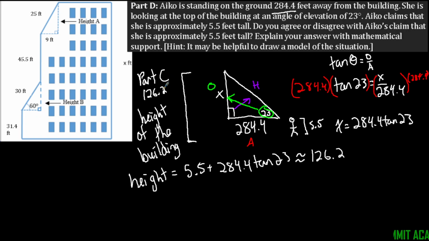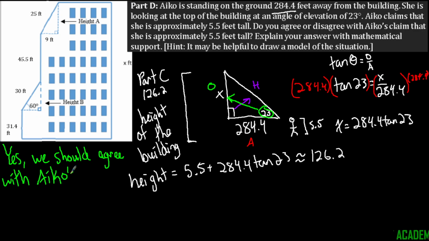So what this means is we have to write a little sentence to summarize what's going on. So we're going to say, yes, we should agree with Aiko's approximate height.